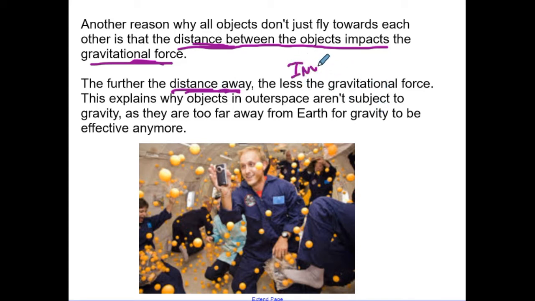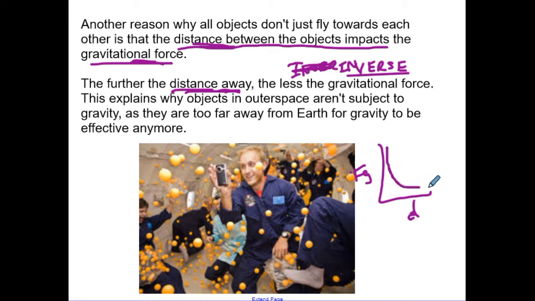There is an inverse relationship, I-N-V-E-R-S-E, between the amount of gravitational force you have and the distance the two objects are from each other. The further you are away from the object, the less gravity there is. There's this graphical relationship, a reciprocal relationship. And that's what explains this picture right here: objects in outer space aren't subject to much gravity because they're too far away from Earth for gravity to be effective. The further away you get, the less gravitational attraction there is.